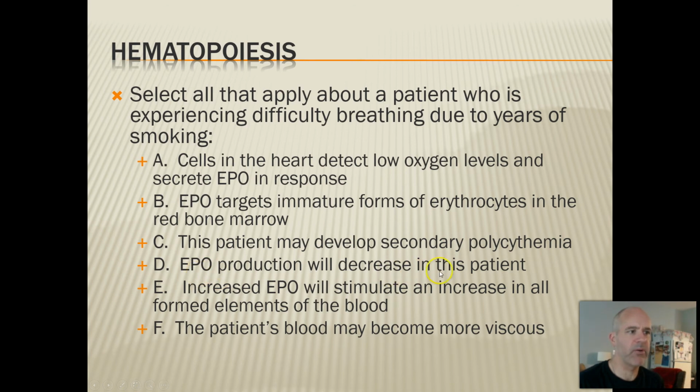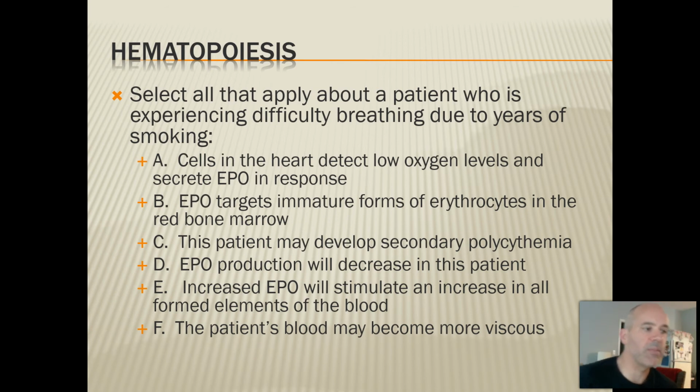EPO production will decrease in this patient. No, we've just been talking about how it's going to go up. Increased EPO will stimulate an increase in all formed elements of the blood. No, I mean, you can tell that by the name. Erythropoiesis, erythropoietin stimulates erythropoiesis, and that specifically refers to red blood cell formation and not formation of your other formed elements.